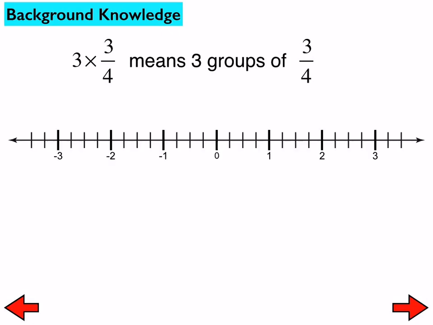So on a number line, one way of showing that would be showing 3 groups of 3/4. And one thing you should notice is between each integer on the number line, I've divided each section up into fourths. So there's one group of 3/4. Here's another group of 3/4. And here's that third group of 3/4. So where have I landed on the number line? At 2 1/4. So that's one way of proving that 3 times 3/4 is really 2 1/4.